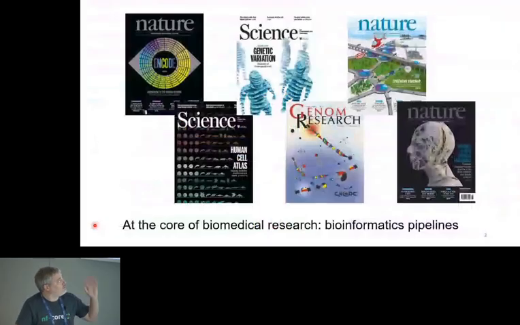So you have here on this slide several flagship genomic projects like ENCODE, GENCODE, GTEx, the Human Cell Atlas. And all of these projects share one thing: to process the data that they have and to obtain the results that they obtain, they all rely on bioinformatics pipelines. So I would say that bioinformatics pipelines are the cornerstone of modern genomics and even of modern biomedical research.